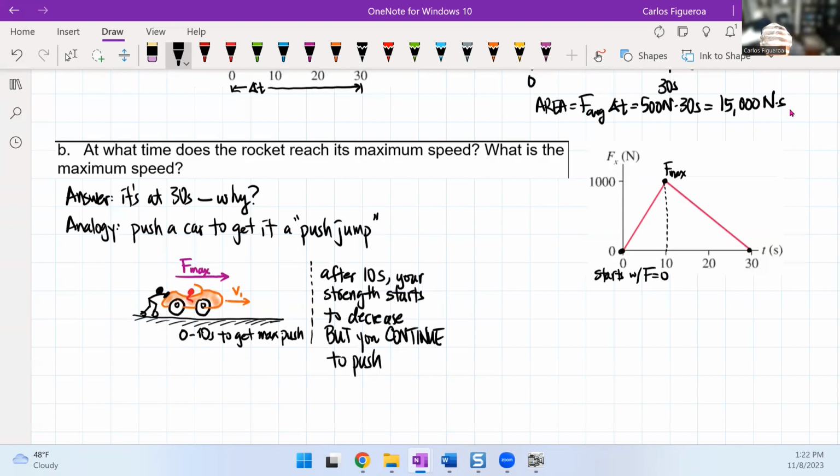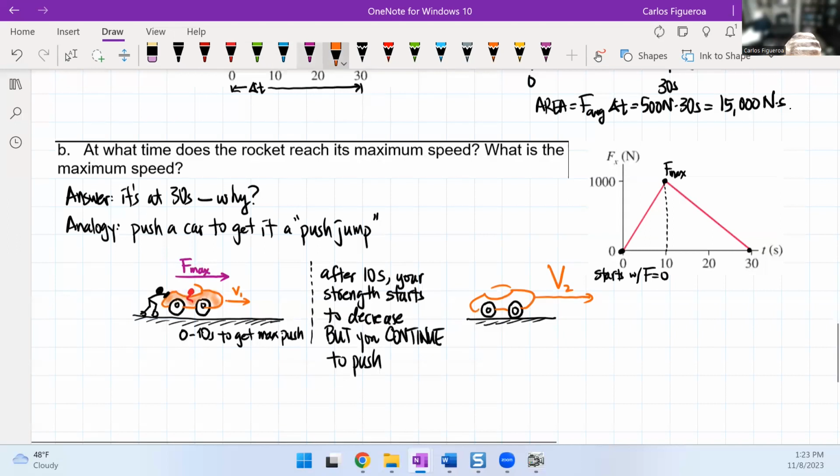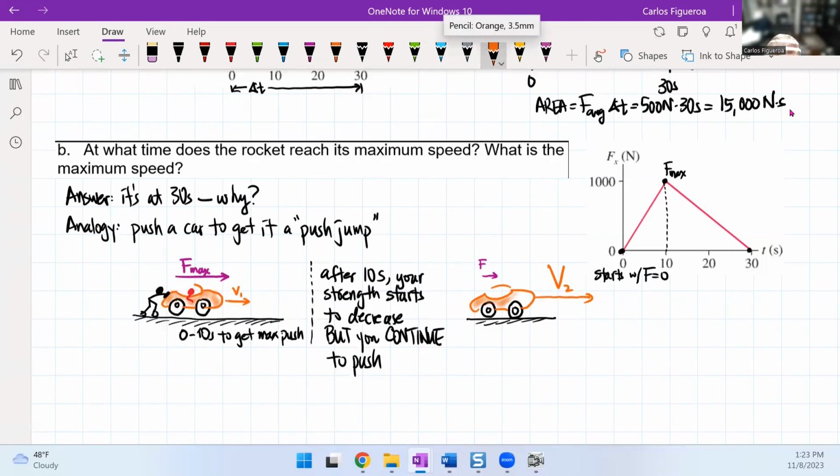Is the car going to go faster? Absolutely. The fact that you continue to push, that means you're going to be increasing the speed of the car all the way to 30 seconds. So now your speed continues to get faster, even though your force now is smaller. So this thrust curve is telling us that at 30 seconds right there, you get max speed because you continue to push.